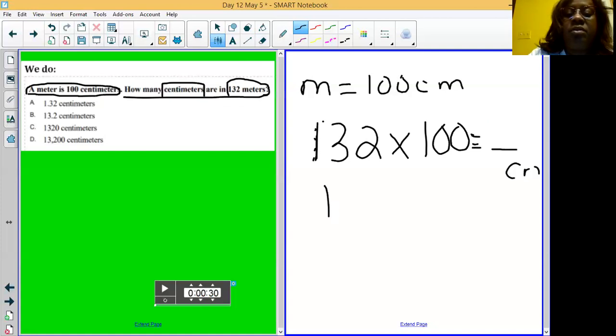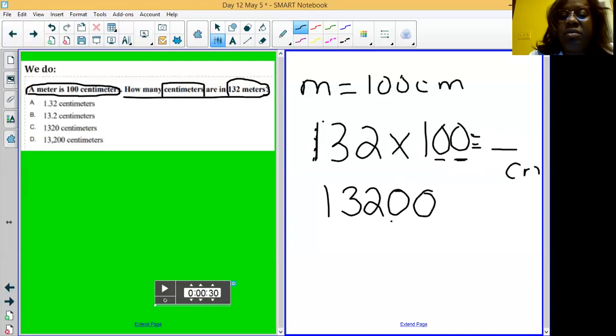Okay, so I'm going to take 132 and times it by 100. So 100 has 2 zeros. So 132 times the 1 I know is 132. If I 10 times that, gives me 1 zero. If I 100 times it, I get 2 zeros. I should have 2 zeros in my answer. So my final answer is 13,200. So I went from a larger unit to a smaller unit that time.